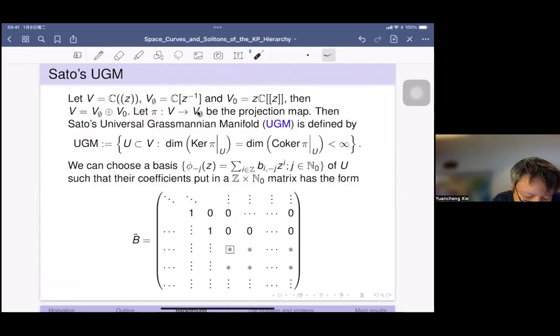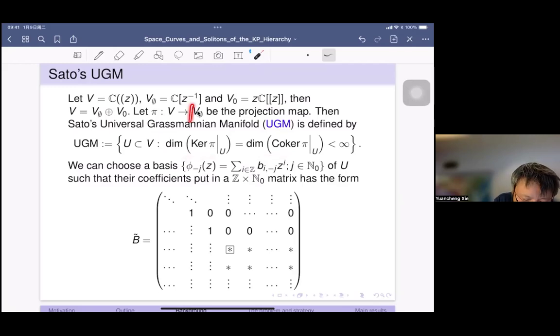So what is our universal Grassmannian? Our universal Grassmannian manifold is the set of all subspaces of V that are comparable with V plus, just like V plus. This can be characterized in the following way: we consider all subspaces of V such that the projection map has a finite dimensional kernel and cokernel.